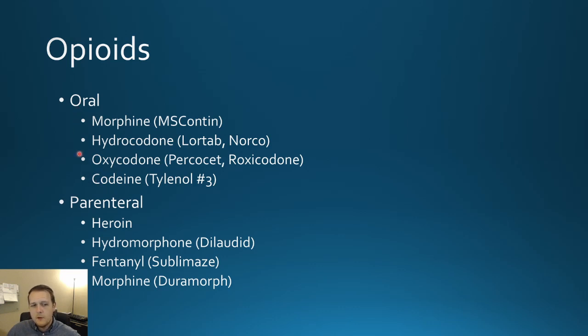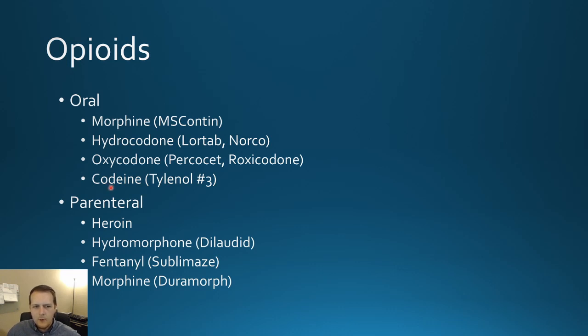Probably the most common ones you're going to run into in terms of oral opioids being prescribed for outpatient use include things like Lortab or Norco. This is basically a combination of hydrocodone and acetaminophen. And then you have oxycodone, either by itself as Roxicodone or with acetaminophen called Percocet. The other big brand name you'll see for this is going to be OxyContin. That's actually a long-acting form of oxycodone and lasts about 12 hours throughout the day.